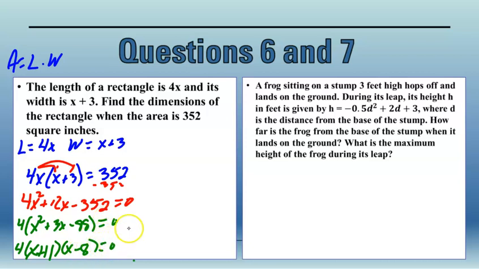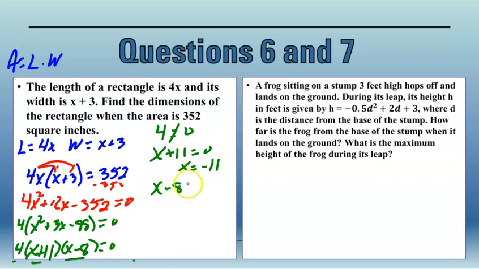And if all these are equal to 0, I make each of these factors equal to 0. But since I'm finding length, I can only use positive values. If I make the 4 equal to 0, well, 4 will never equal 0, so I won't worry about the 4. If I did x plus 11 equaling 0, x would have to be a negative 11, which would not make sense. If I put a negative 11 in for x, I can't have a length of negative 44. So I'm not going to worry about that one. If I have x minus 8 equals 0, I add 8 to both sides, and x would equal 8.